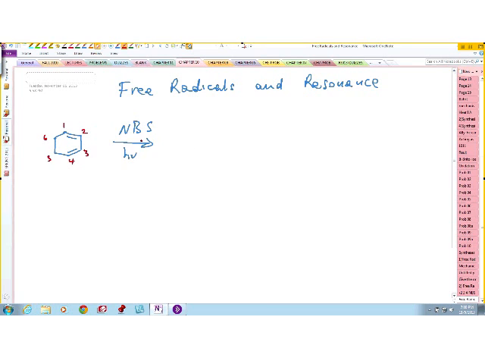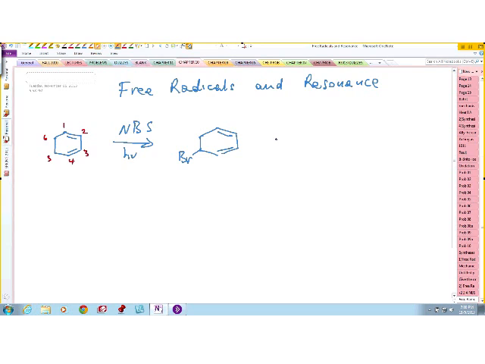Just tell me where. Okay, what does the NBS do? It replaces an allylic hydrogen. Which allylic hydrogen is it going to replace? Give me the number of the carbon. Carbon 5 or 6, the hydrogens on those carbons. Okay, very good. So we get this. That is an allylic, we have replaced an allylic hydrogen.